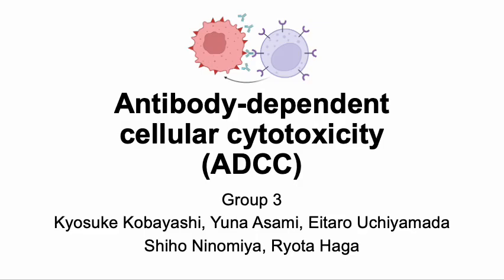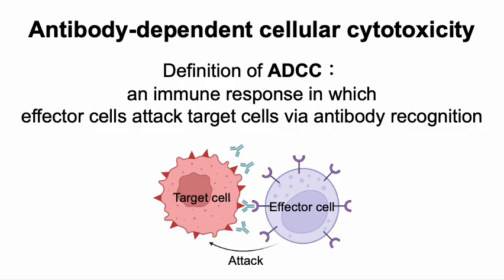Today we are going to talk about antibody-dependent cellular cytotoxicity, commonly known as ADCC. First, let's define what ADCC is. ADCC is an immune response. In this process, immune cells called effector cells attack specific target cells. This attack happens because the effector cells recognize antibodies attached to the target.